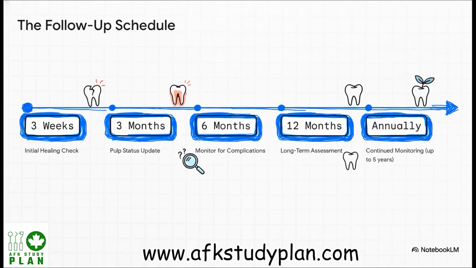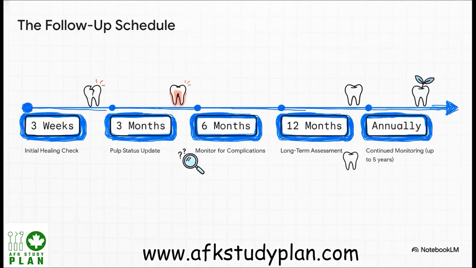And then there's the follow-up schedule. Honestly, this is just straight-up memorization for the exam. The sequence is 3 weeks, 3 months, 6 months, 12 months, and then annually. If you need a little trick to remember it, just start with the threes. 3 weeks, 3 months. Then add them together. 3 plus 3 gets you to 6 months. And then just double that, and you're at 12 months.